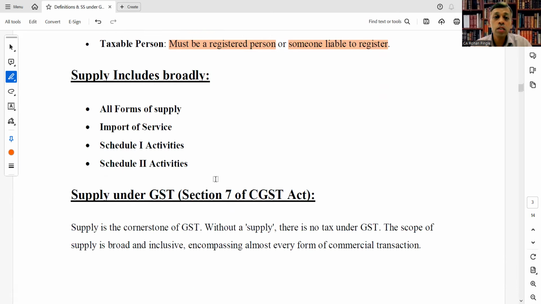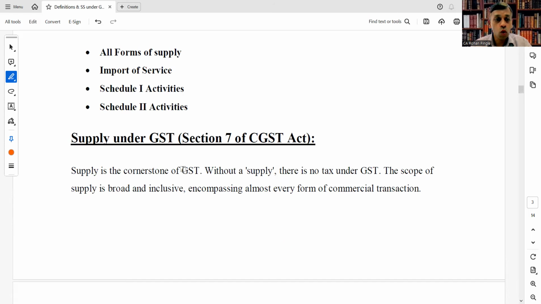Supply includes, broadly, all forms of supply. We will see them one by one: all forms of supply, import of service, Schedule 1 activities, and Schedule 2 activities. So let's move on ahead.